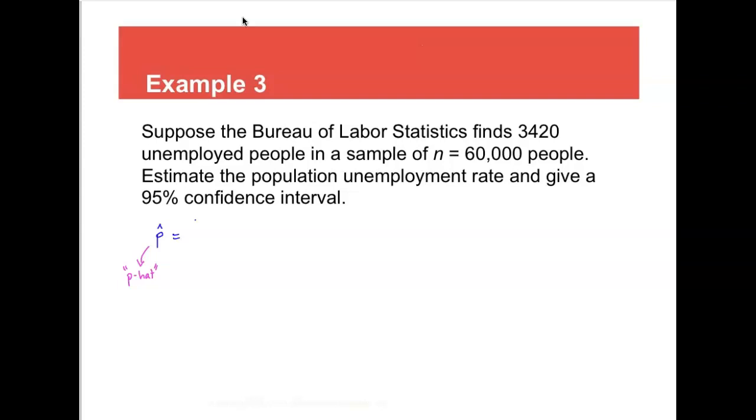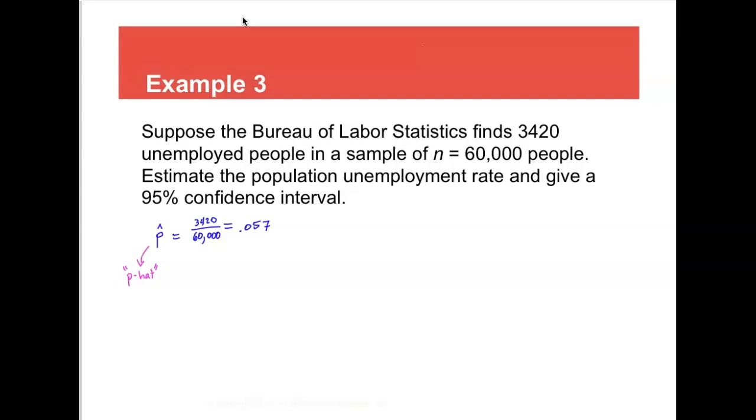And so I went out and I got a sample of 60,000 people. And out of those 60,000, 3,420 were unemployed. And so that gives me a sample proportion of 3,420 divided by 60,000, which is 0.057. So that's like a 5.7% unemployment rate, right? Now, that's from a sample. So again, if I went and sampled 60,000 different people, am I going to get exactly the same 0.057? Not necessarily, right? This is basically my estimate of the unemployment rate.